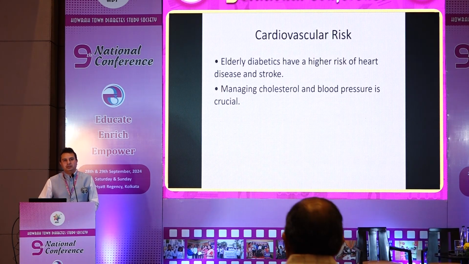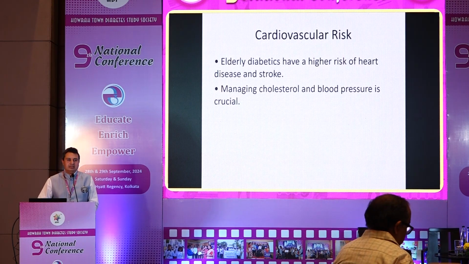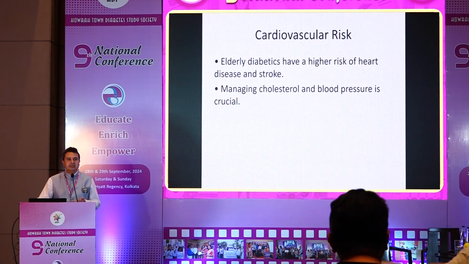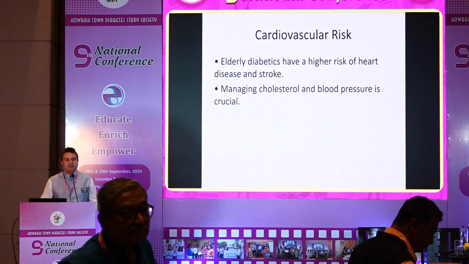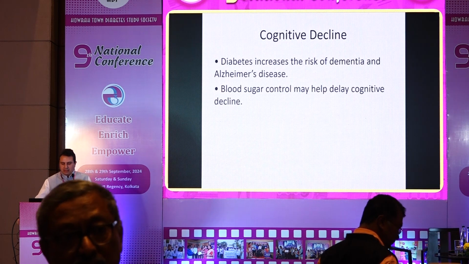Managing cholesterol issues with proper statinization, and also not only initiating them on statins, but up titration of the statins to achieve the lipid goals is vital in these individuals.